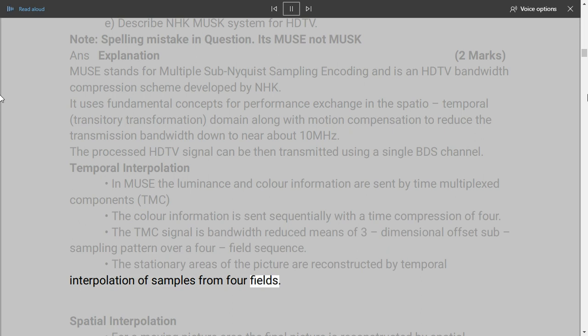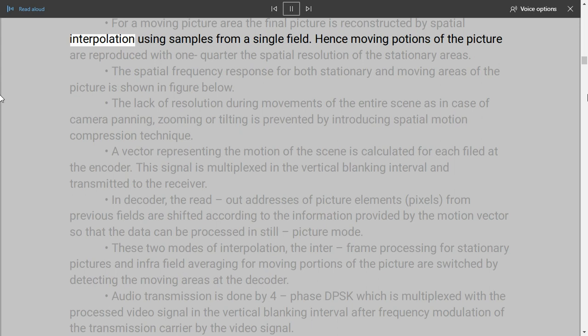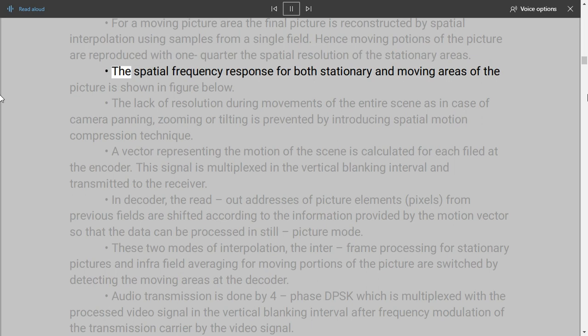Spatial interpolation for a moving picture area. The final picture is reconstructed by spatial interpolation using samples from a single field. Hence, moving portions of the picture are reproduced with 1/4 the spatial resolution of the stationary areas. The spatial frequency response for both stationary and moving areas of the picture is shown in the figure below.